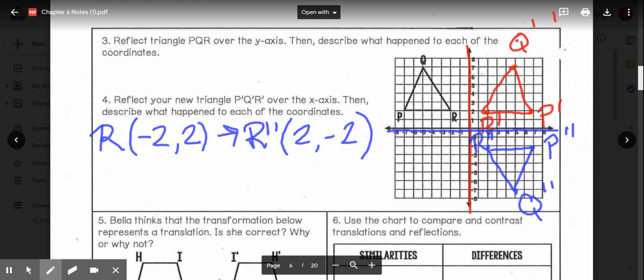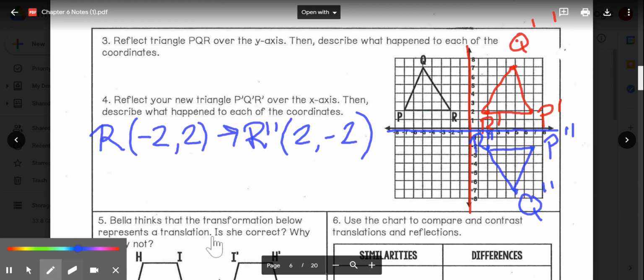We know when we went over the y-axis to get that first reflection, we know that the x value changed sign. And then when we reflected again, when we reflected over the x-axis, we know that the y value changed in sign.